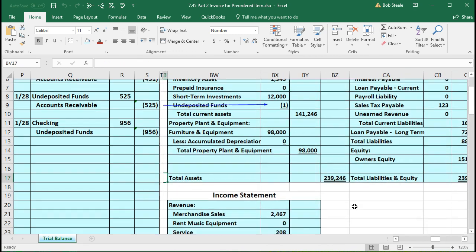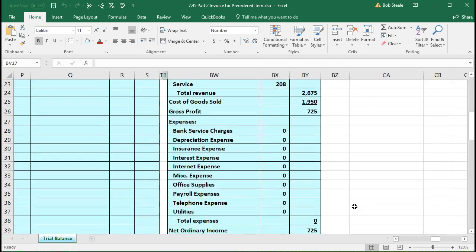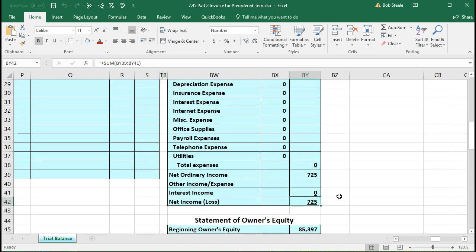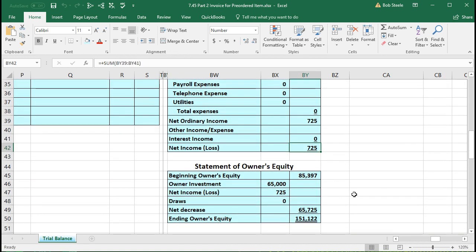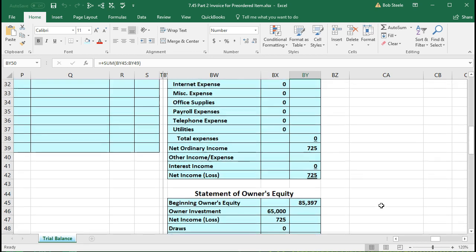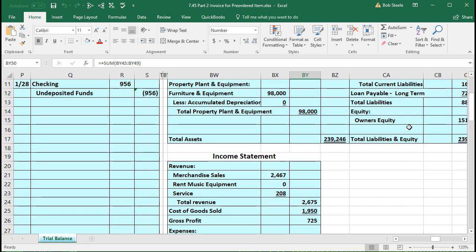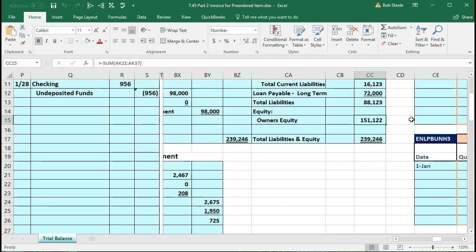No impact on net income from this transaction, leaving us with the same balance of 725. That 725 found on the statement of owner's equity to help calculate the end owner's equity of 151,122. That same 151,122 is also, of course, on the balance sheet here.